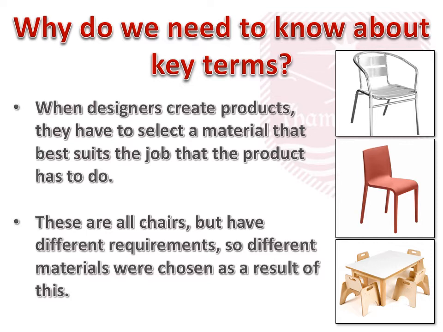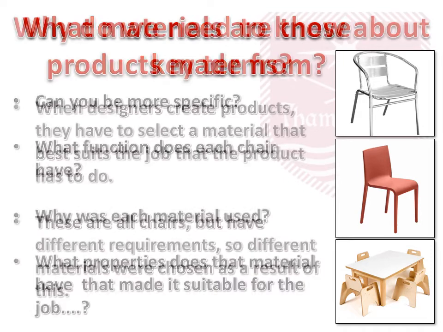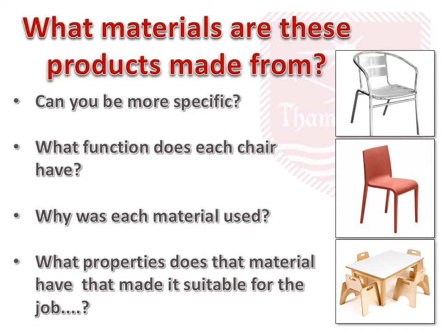The chair at the top is made out of metal, a particular type of metal called aluminium, and we're going to talk about this one today in the next slide. We're going to analyze this chair and try to work out what things it needs to do and how that might influence the designer's choice of material for this particular chair. We're going to write some analysis for this on the worksheet that you've got.